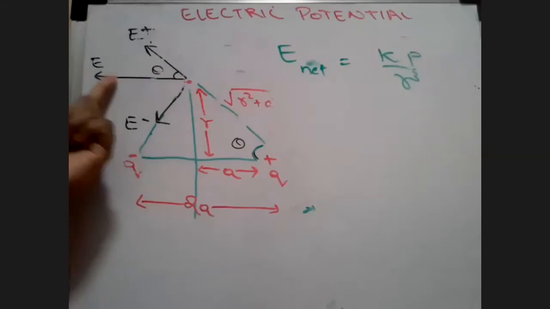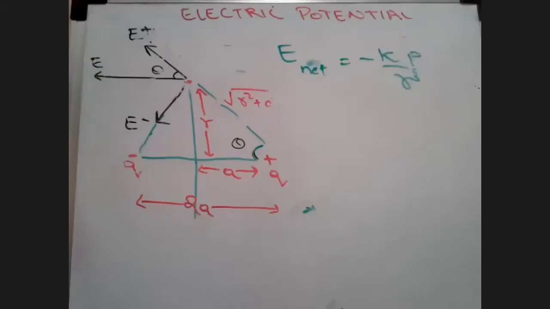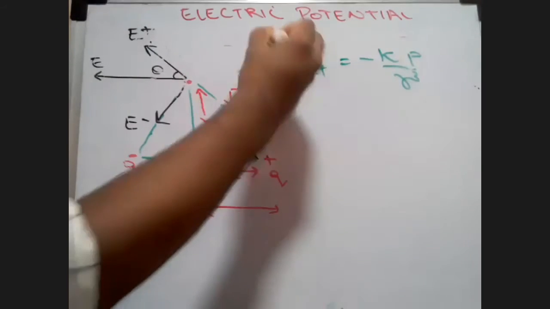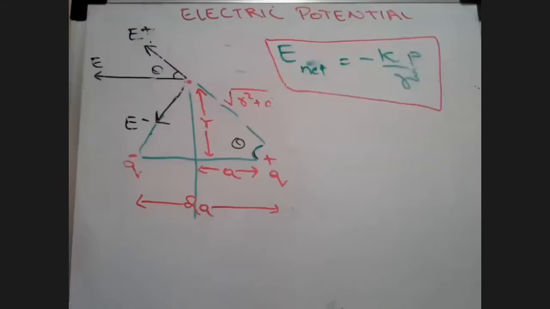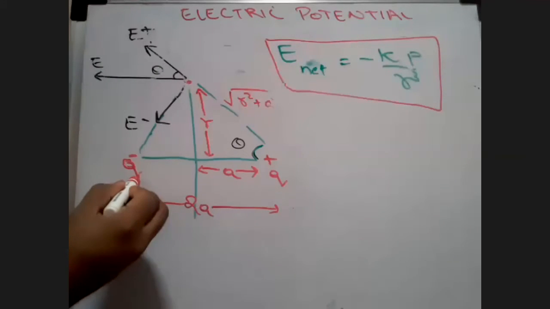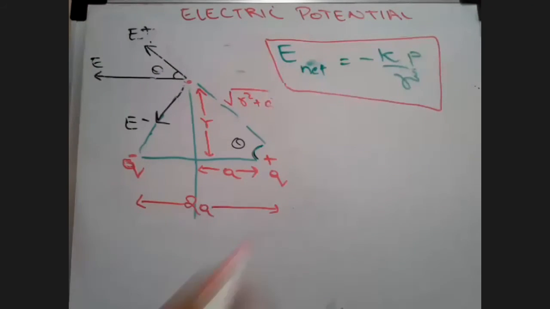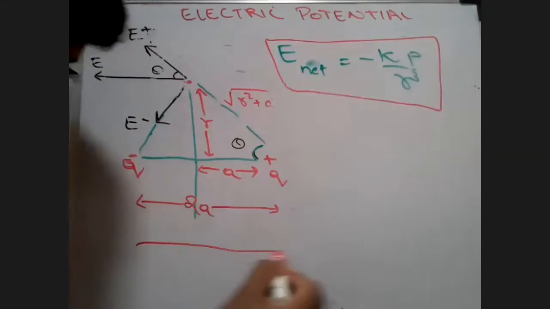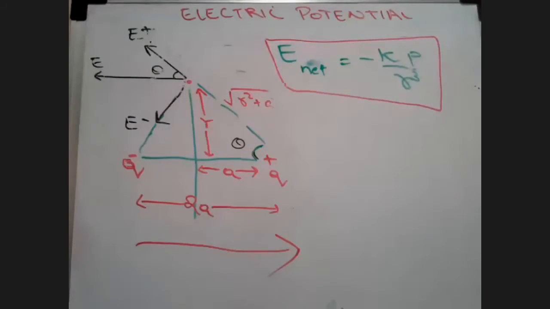It is in the opposite direction of x-axis, so I put a minus over here. But what is your observation over here? Can anyone simply observe and tell me what you have understood through this? Hint: E net is negative. Negative of what? Kp upon R cube. Yesterday I told you dipole moment is from negative to positive. This is the direction. So what is the direction of electric field? Positive to negative, opposite to it.